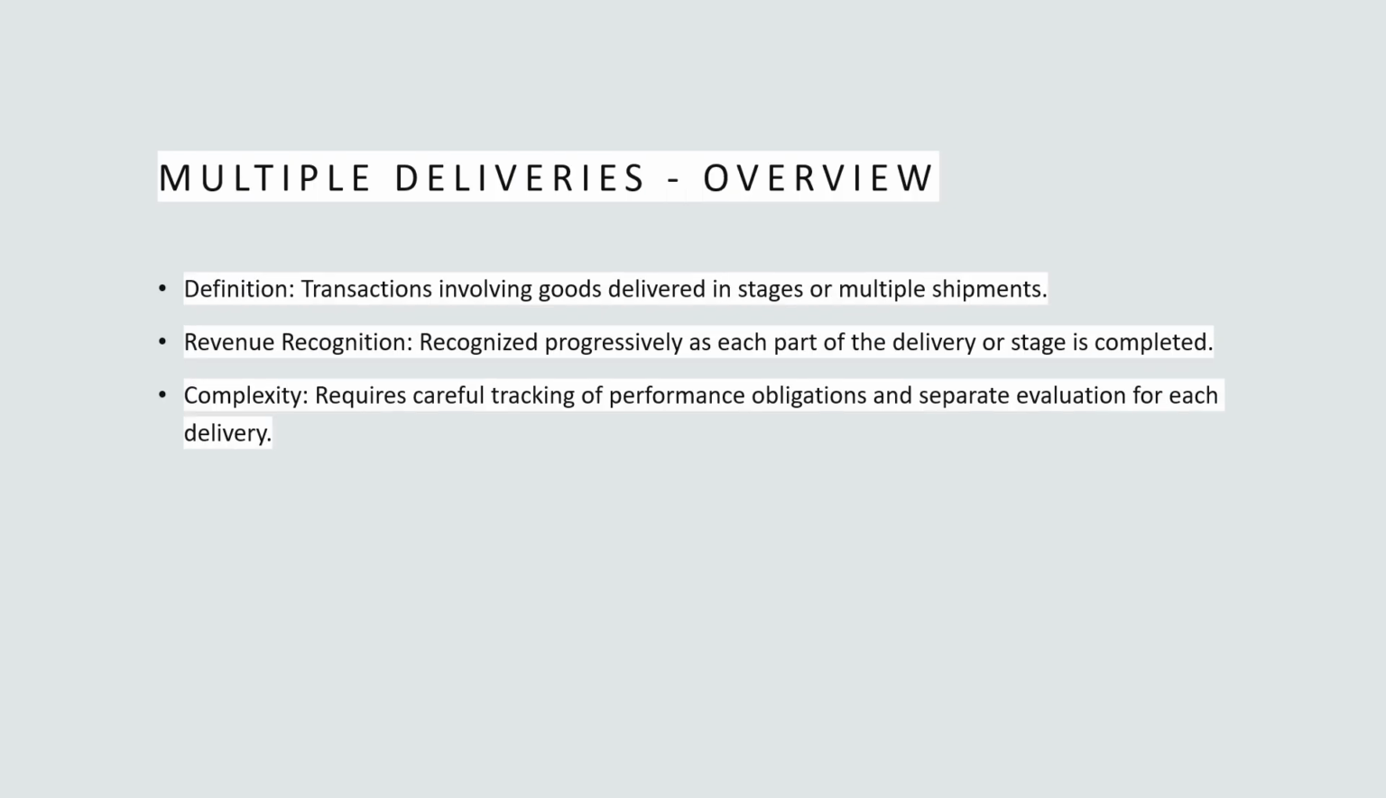Multiple deliveries overview. The definition is transactions involving goods delivered in stages or multiple shipments. Multiple deliveries involve a series of shipments or stages over time. Revenue should be recognized progressively as each part of the transaction is fulfilled. This process is more complex than single deliveries because it requires tracking and evaluating performance obligations for each part of the transaction. It requires careful tracking of performance obligations and separate evaluation for each delivery.